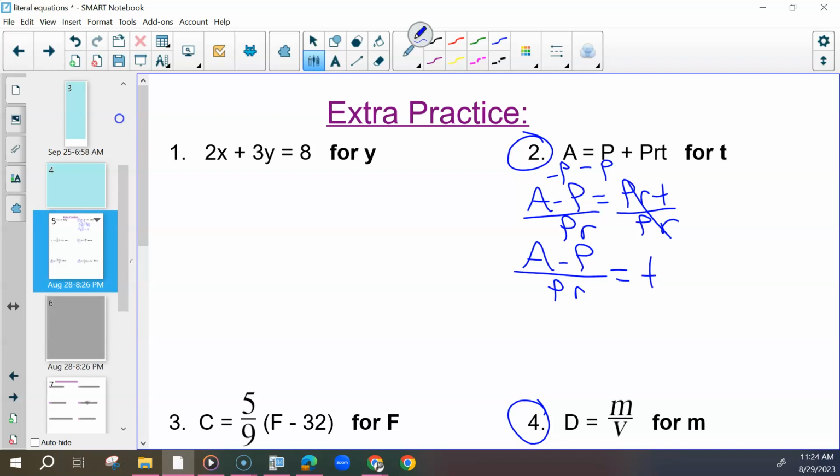Questions on how we did that, how we got that, anything like that? Did I not do any of those? One of these things. Let me find it. Alright, well.